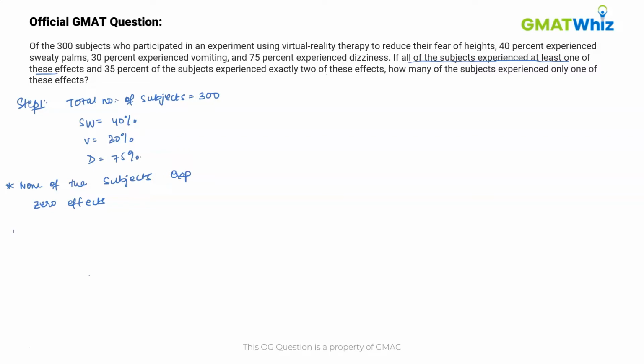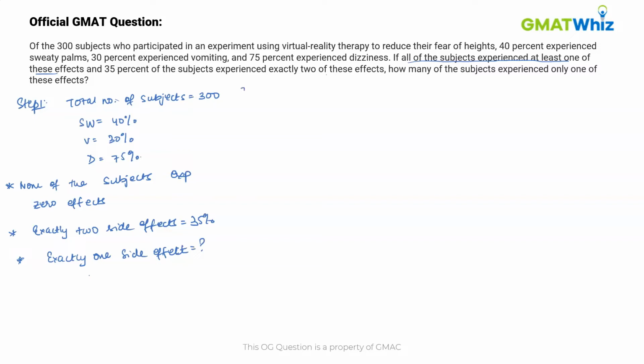We are also given that 35% of the subjects experience exactly two of these effects. The percentage of subjects who experience exactly two side effects is equal to 35%. We have to find out how many of these subjects experience exactly one side effect.